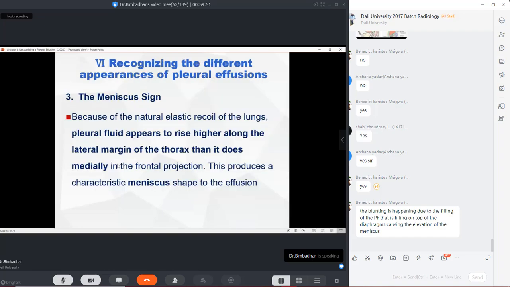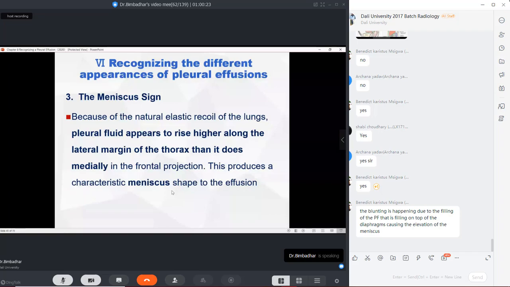The meniscus sign, we already talked about it. The pleural fluid appears to rise higher along the lateral margin, as I have told before, than it does medially. So the higher level of the fluid is always present on the lateral sides than on the medial. This produces a characteristic slope or rounded density, which is called the meniscus. So the meniscus sign is a characteristic feature of pleural effusion.